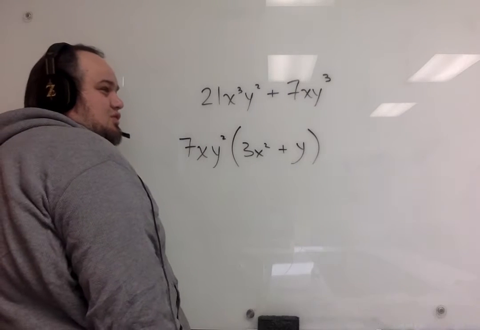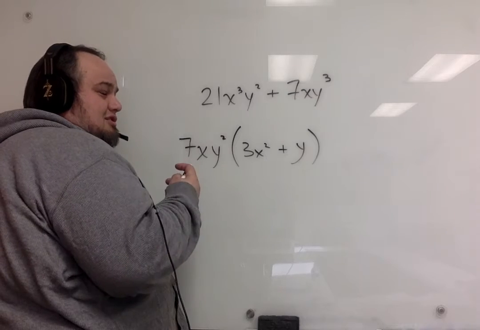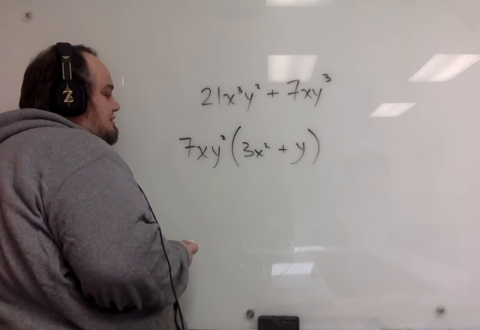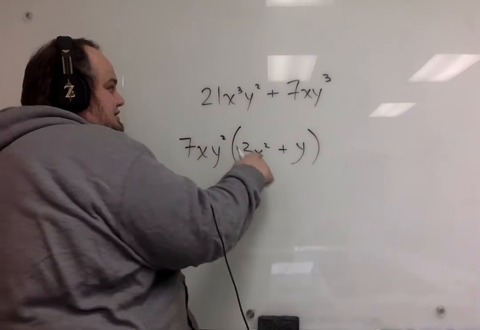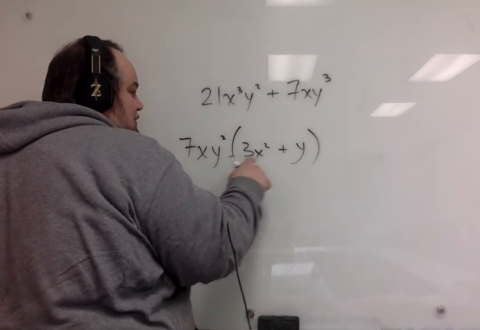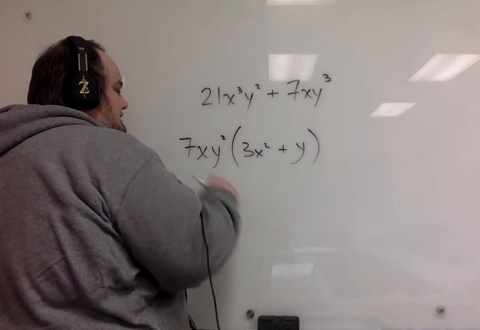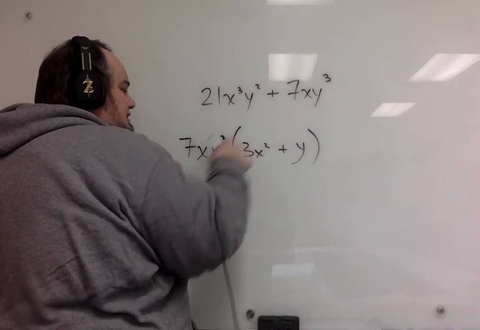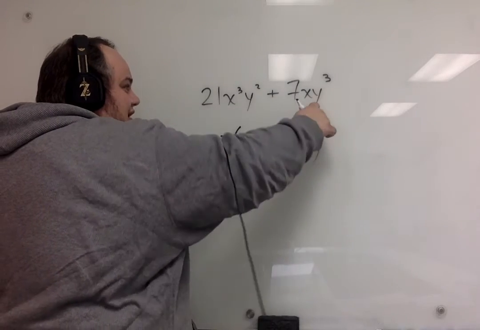Now, you can always do a quick check in your head to make sure that you factored correctly. This is called factoring out a common monomial factor. So 7 times 3 is 21, x times x squared is x cubed, and then times y squared gives us 21x cubed y squared. 7 times 1 is 7, x times this just gives us x, y squared times y is y cubed.